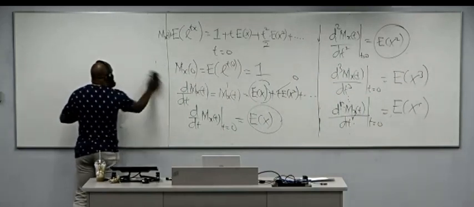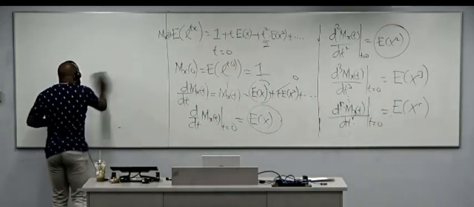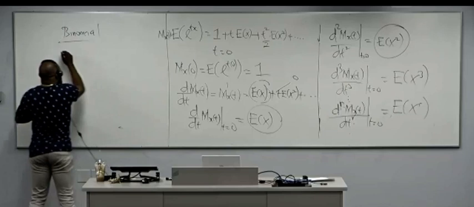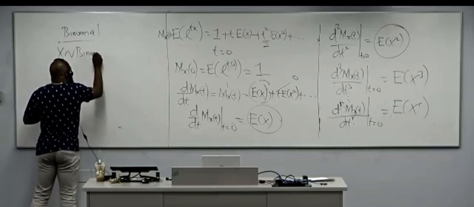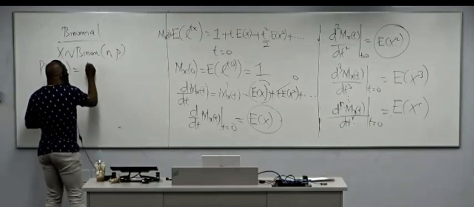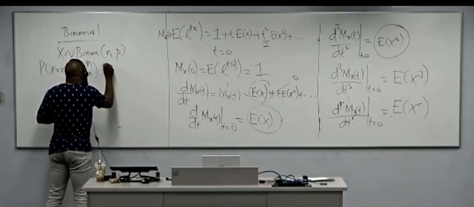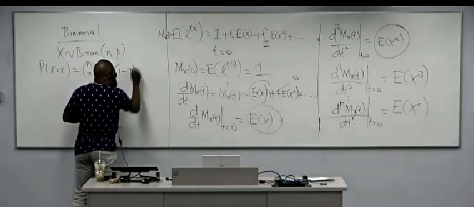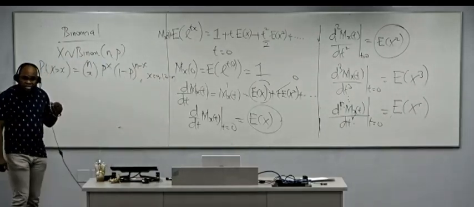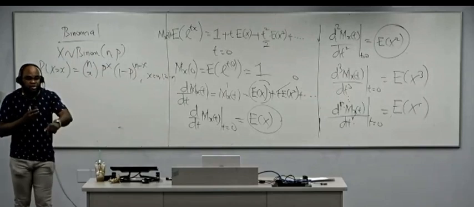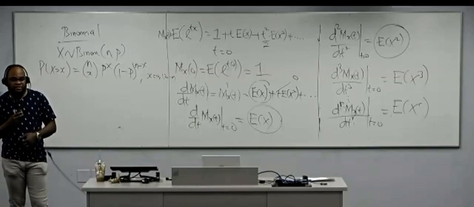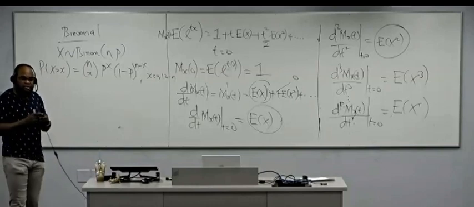Let me start with binomial. Okay, X follows a binomial with parameters n and p. The probability of this guy equals n combination x, p raised to power x, 1 minus p raised to power n minus x, for x starting from 0, 1, 2 to n. And the question is asking you to use the method of moment generating function to derive the mean and variance. Or we can even ask you to derive the moment generating function.